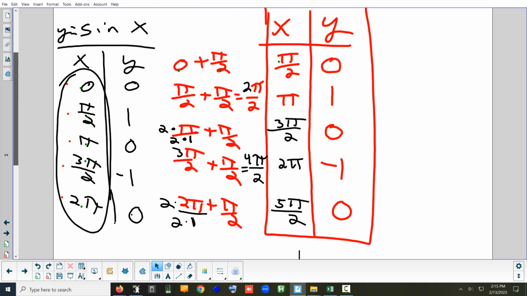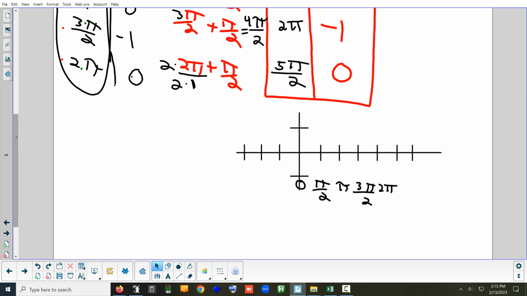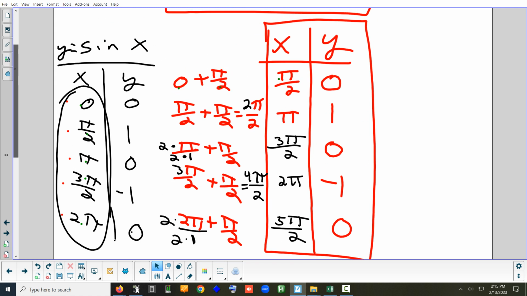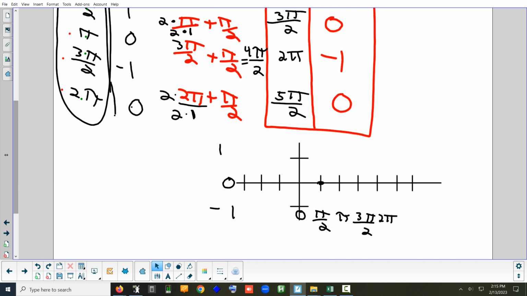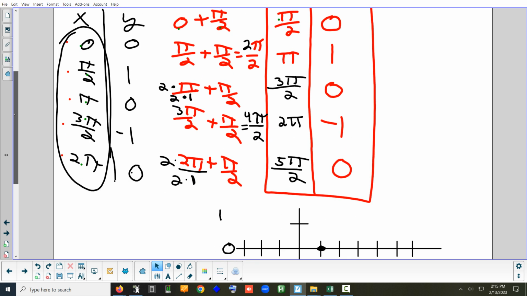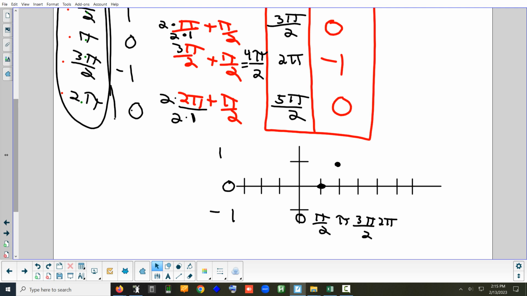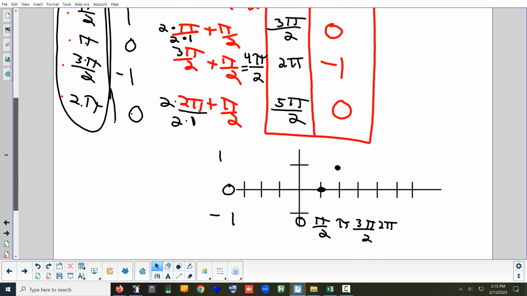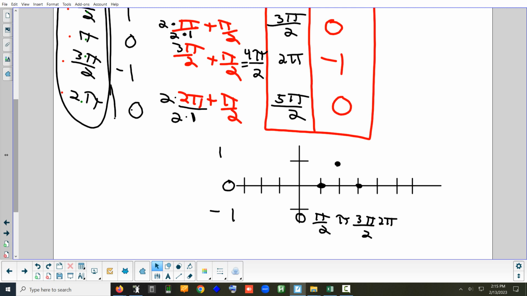As far as the highest and lowest on the y-axis, that's just 1 and -1. If you're going to go by ones, you don't have to label. If you want to, you can. But it wouldn't be wrong if you left off the 1, -1, and 0. Okay, now graph your points. So pi over 2, we're at 0. Pi, we're at 1. 3 pi over 2, 0. 2 pi, that's the lowest, -1.